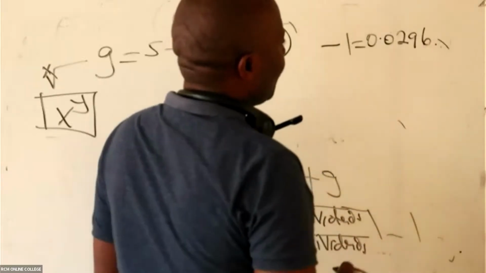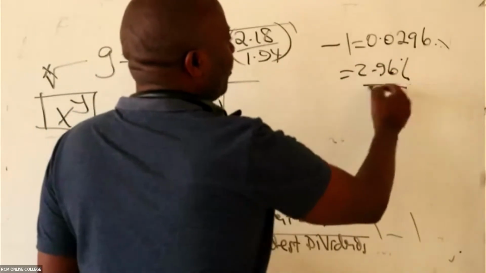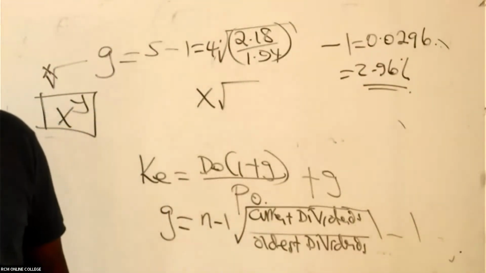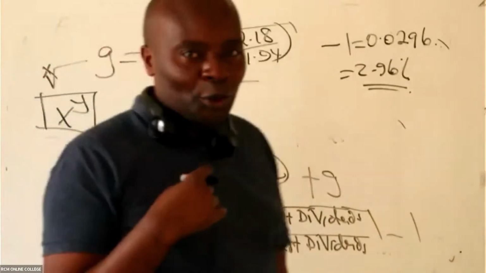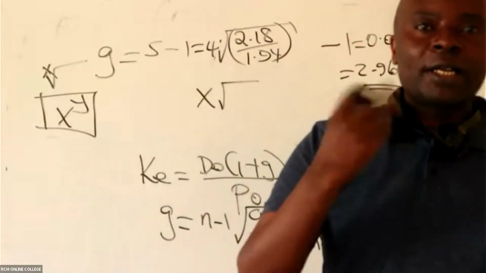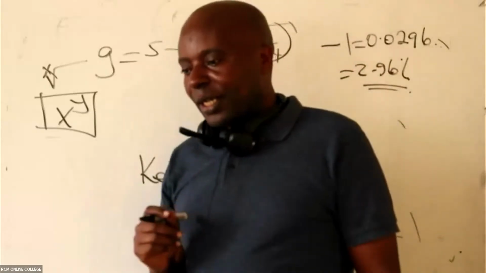0.0296 is the same as 2.96%. Is anybody able to get that growth rate? Remember, in this class you don't just get the growth rate; it's my work to show you. You need to be very honest and say, I've not gotten it. But also remember that you must have a good calculator.